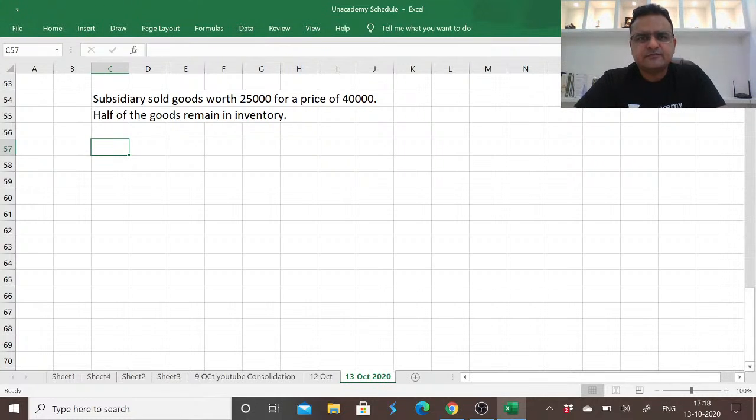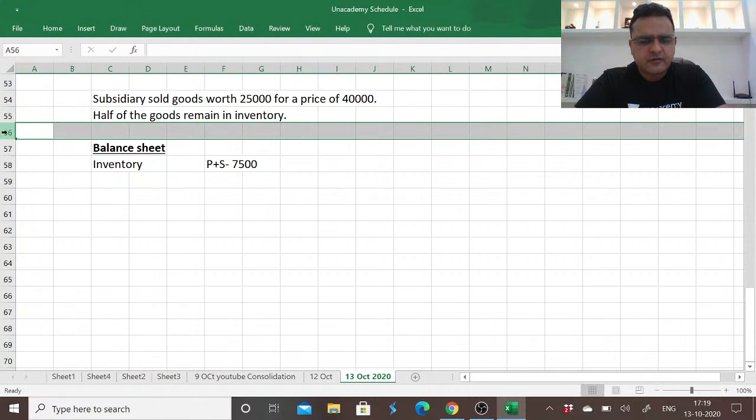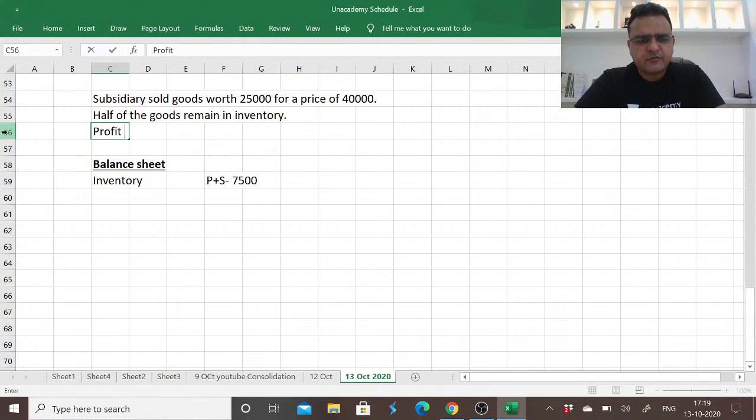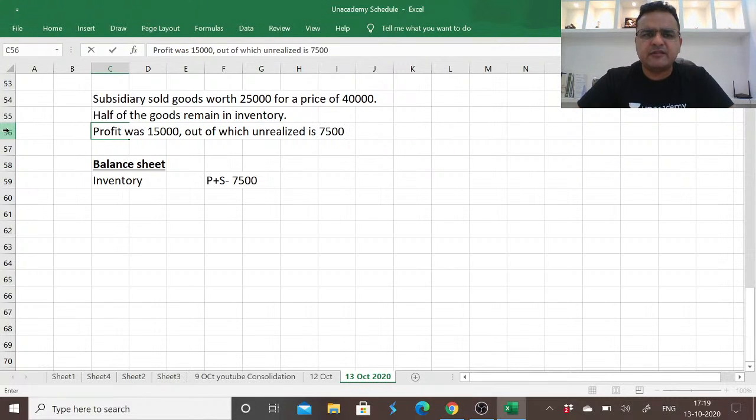So one thing is, in the balance sheet, it will be eliminated from inventory: P plus S minus unrealized profit of 7,500. Half of the goods remain in inventory, and the profit was 15,000, out of which unrealized is 7,500. The remaining 7,500 is sold to third parties. It is realized.